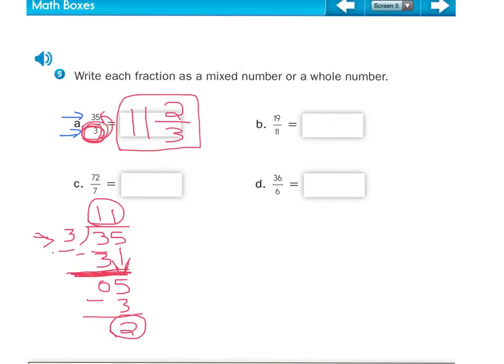So you're going to ask yourself, how many times does 11 go into 19? You can set it up as a division problem like we did for problem A, but hopefully you're realizing that 11 goes into 19 only one time. Can't go in 2 times because that would be 22. So just go ahead and write the 1. Okay, so 11 goes into 19 one time. Now you need to think, how many are left over? Well, that's going to be 19 minus 11, which is 8.